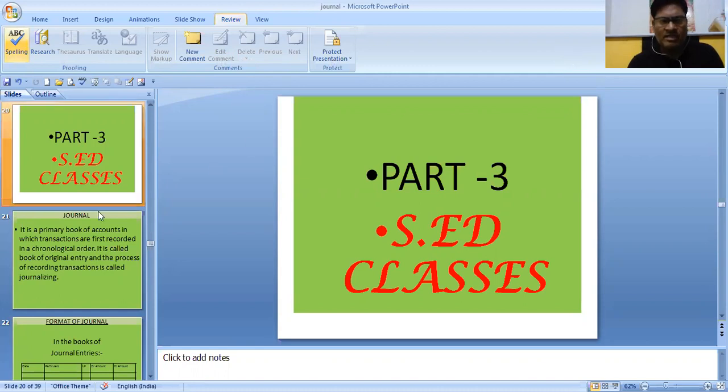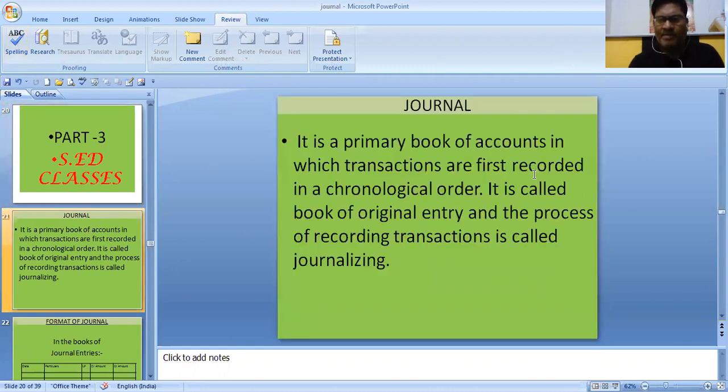A journal is nothing but a book of primary account, a primary book where accounts or transactions are first recorded in a chronological order. Over here, the word primary is very important. It is the main book, the most important book, where transactions are first recorded in a chronological order.